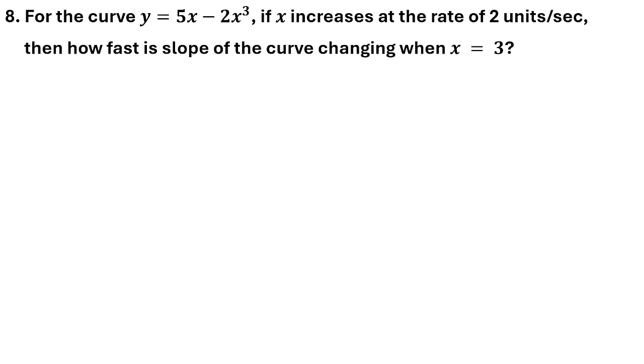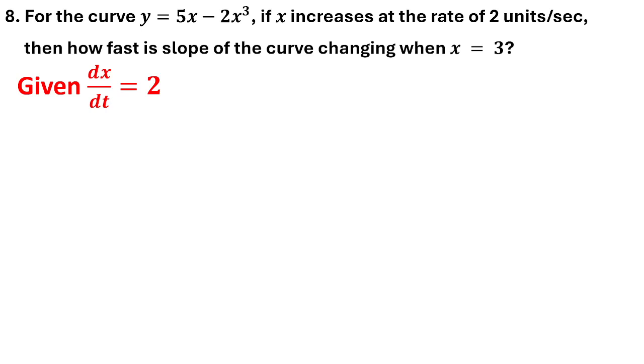You have to find out, for the curve, x is increasing at the rate of 2 units per second. They don't want how fast y is increasing. They want how fast the slope of the curve is changing. What do you mean by the slope of the curve? For any function, dy by dx always talks about the slope. Okay, let us check it now.